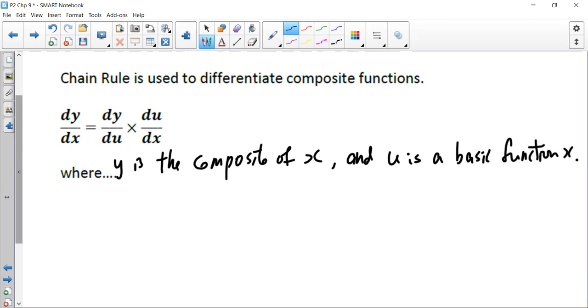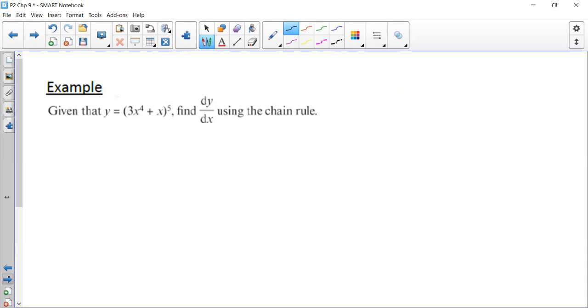We'll use an example to show you how we do this. Example: given that y equals (3x to the power 4 plus x) all to the power 5, find dy by dx using the chain rule. The inside layer is 3x to the power 4 plus x, and the outside layer is power 5.